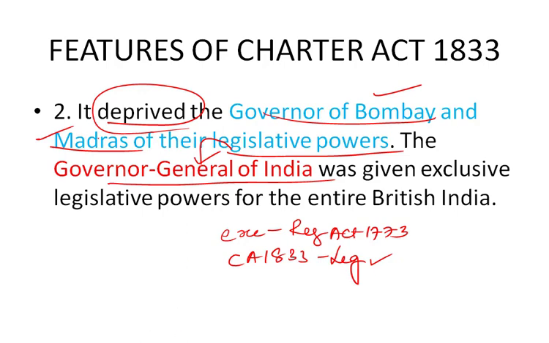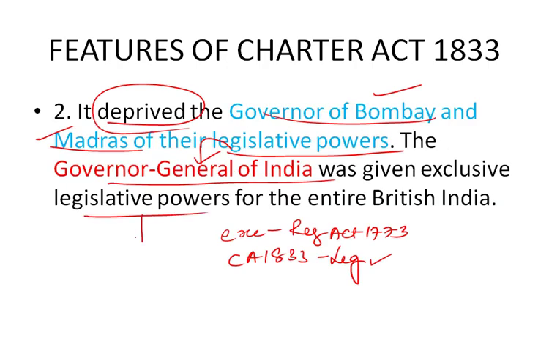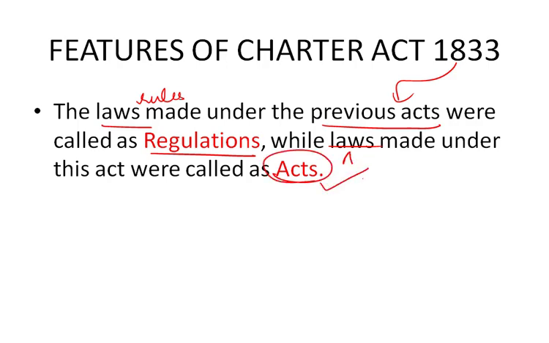So the Governor General was given exclusive legislative powers for the entire British India. So he can make laws which are applicable to all the British territories in India. So exclusive legislative powers were given to the Governor General of India. The third feature of this Act is that the laws or rules framed before this Act were called regulations, while laws made under this Act and from now onwards were called Acts.